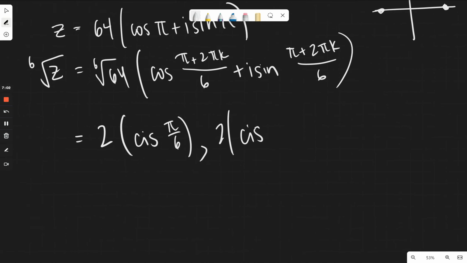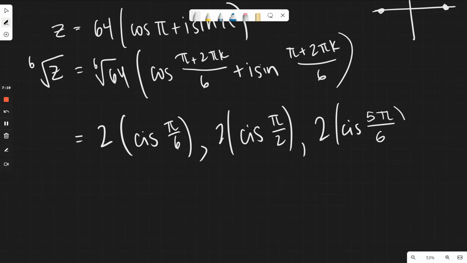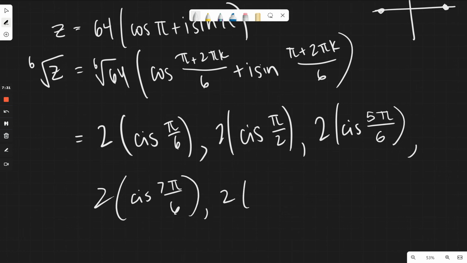Cis times k when k is 1, so that'll be 3 pi over 6, so pi over 2. And then our next root would be 2 times cis, and then we have pi plus, when k is 2, we have 5 pi over 6. And as you can see, pi over 6, 3 pi over 6, 5 pi over 6, we just keep going on and on. So this is cis 7 pi over 6, and then we have 2 times cis 9 pi over 6, or 3 pi over 2, all right.